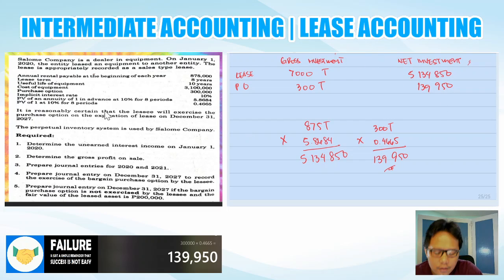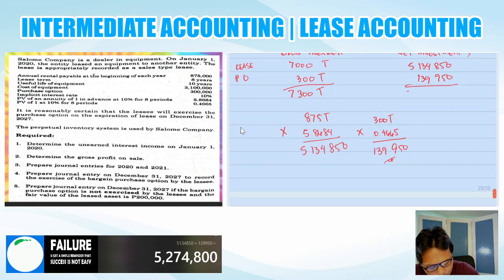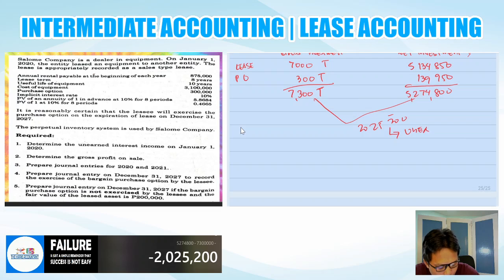So, I guess there are no other data. With that, our gross investment is equivalent to 7,300,000, while our net investment is 5,134,850 plus 139,950. So that is 5,274,800. Okay, that is 5,274,800. The difference between the two, which is 7,300,000 less 5,274,800, is 2,025,200. This will be your unearned interest income. Okay, that is your unearned interest income.